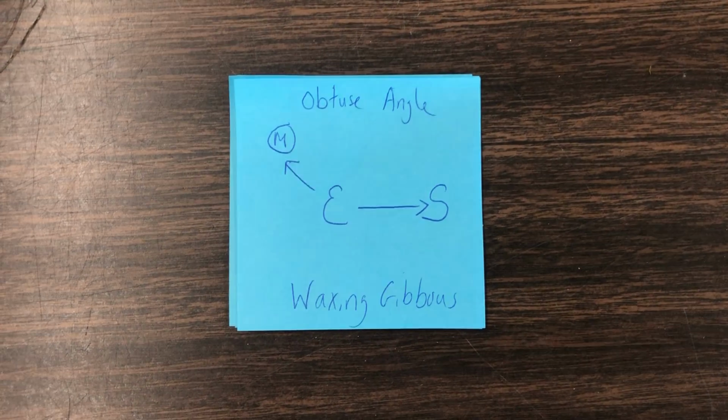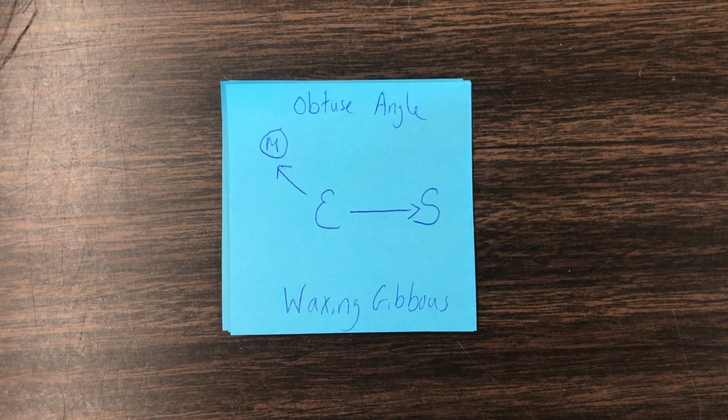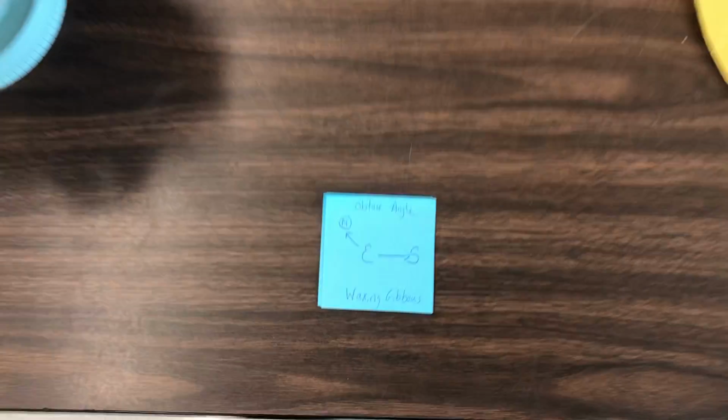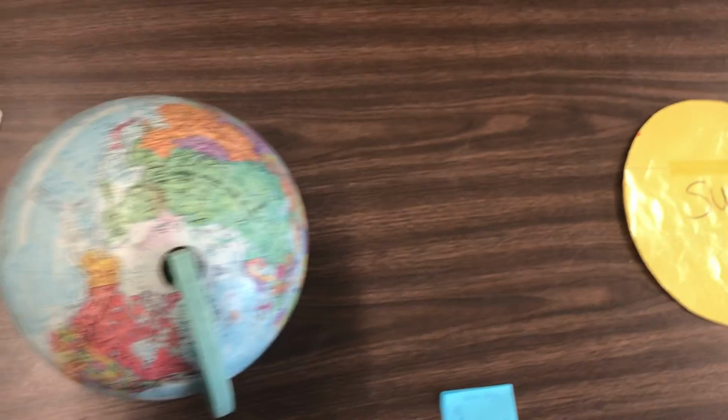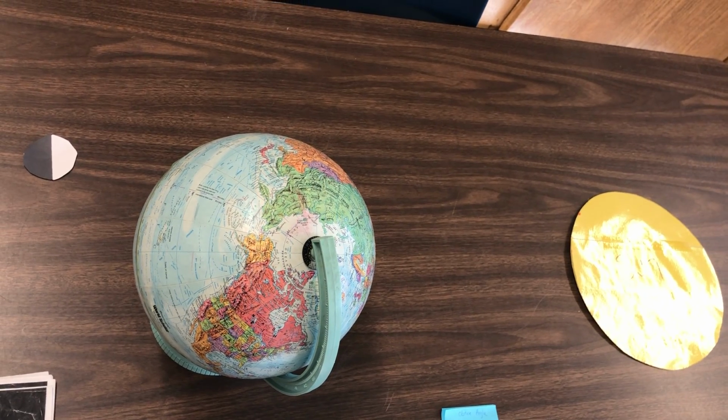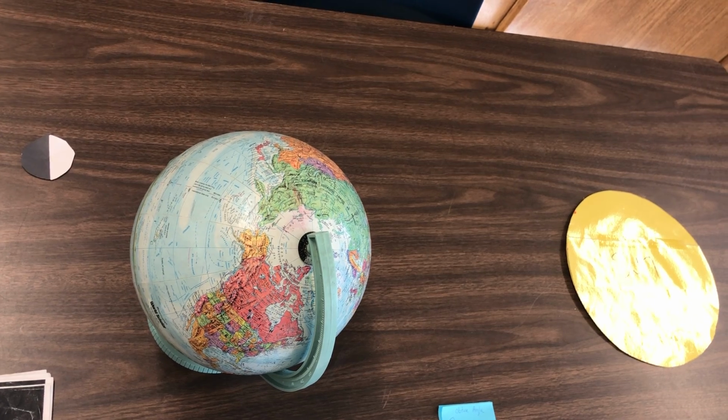So now the sun, Earth, and moon are in this position, which is greater than 90 degrees, and they make an obtuse angle. And I know it's kind of tough to see, but let me give you a view of that. Notice how the sun, Earth, and moon are making an obtuse angle in their arrangement.